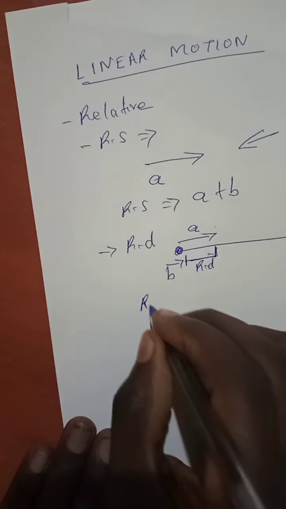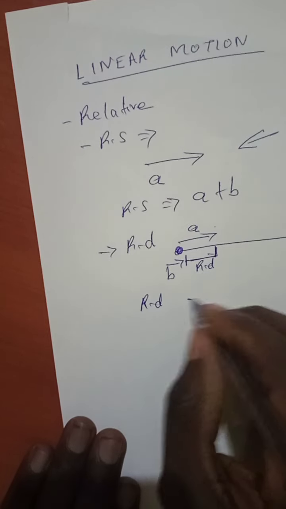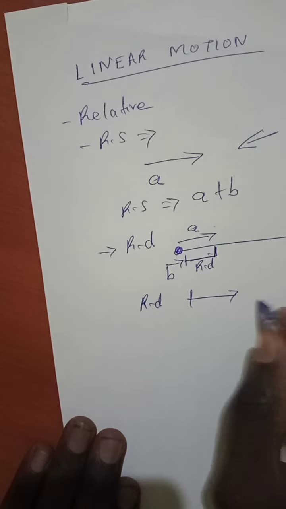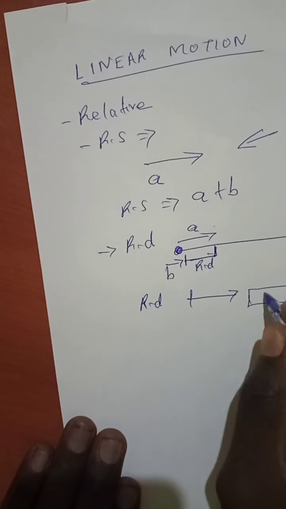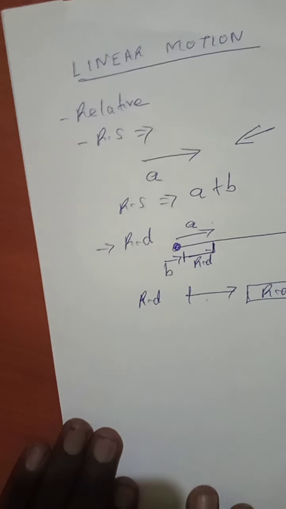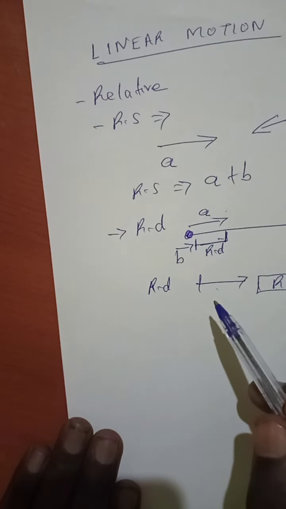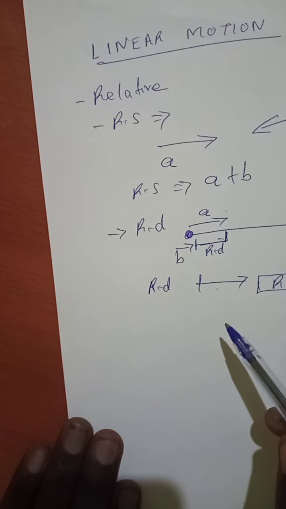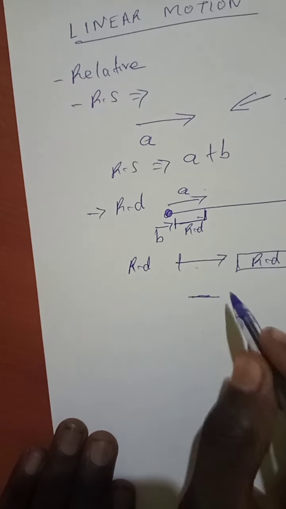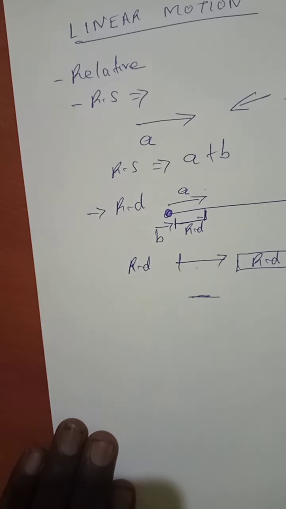We can also have a relative distance for the opposite direction. If this is body A, this is body B, the distance between them to be covered is what we are calling the relative distance. They must be moving at the same time. For example, if one leaves at 7 a.m. and the other leaves at 8 a.m., you're supposed to find when they are moving at 8 a.m., because that's the time when they are all moving.